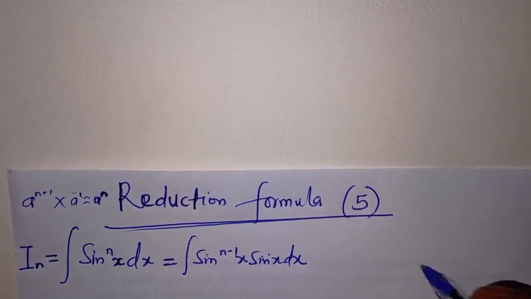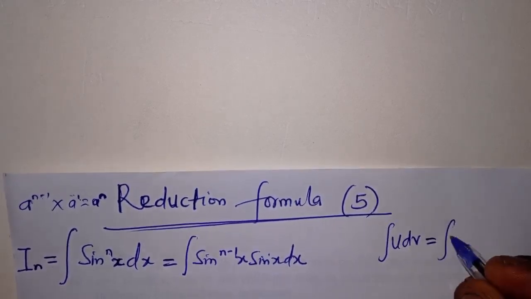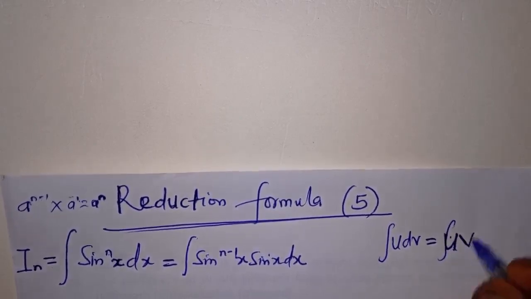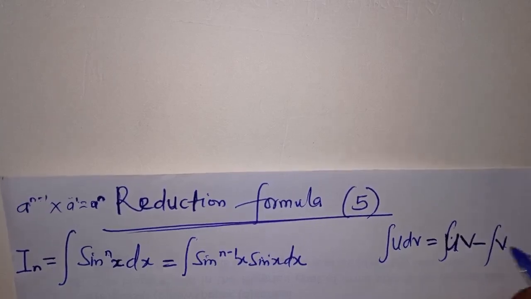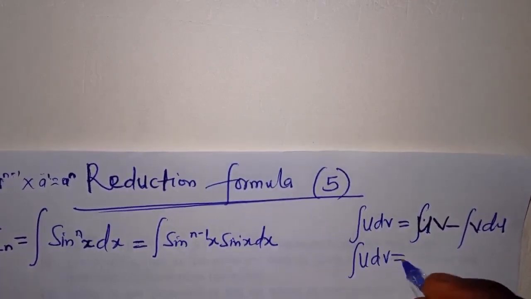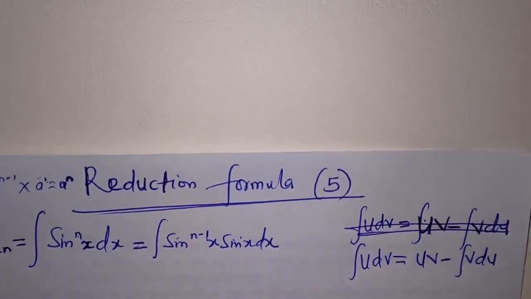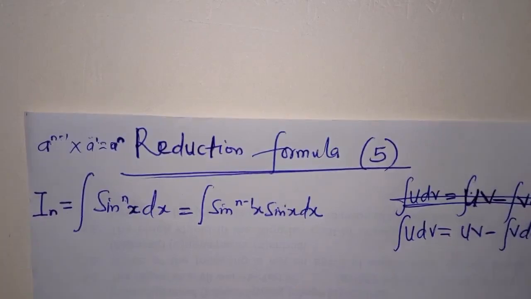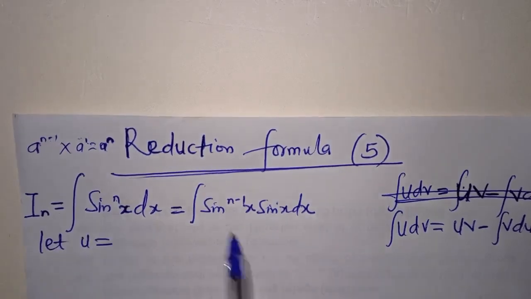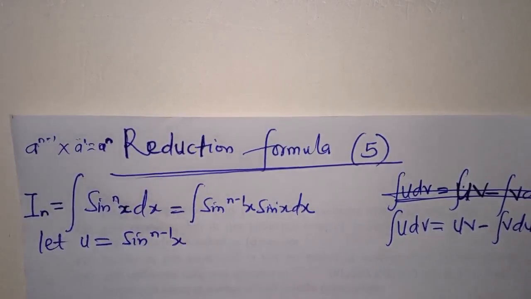For integration by parts, we have the integral of u dv equals uv minus the integral of v du. So what will be u and what will be dv? Let u be equal to this, which is sine to the n minus 1 x.